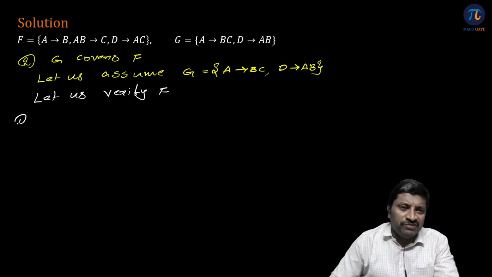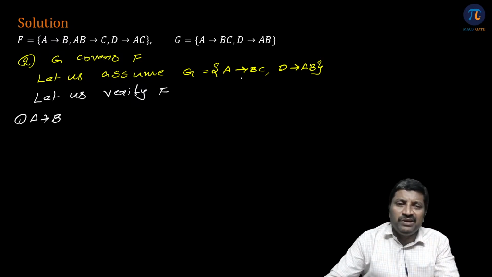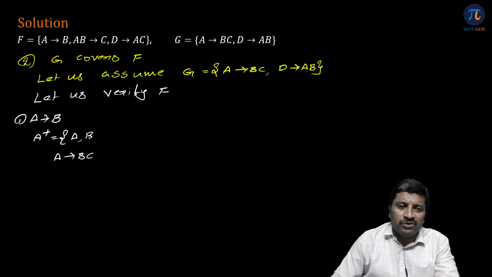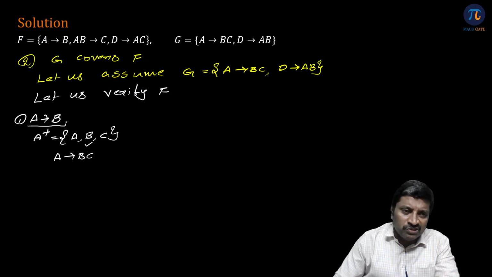What is the first FD? A implies B. A implies B is not directly present, sir. What is A closure? With A, I get A. I have an FD, A implies BC, so I can get B, C. Anything else? No, sir. Anyway, I got B. So this is valid.